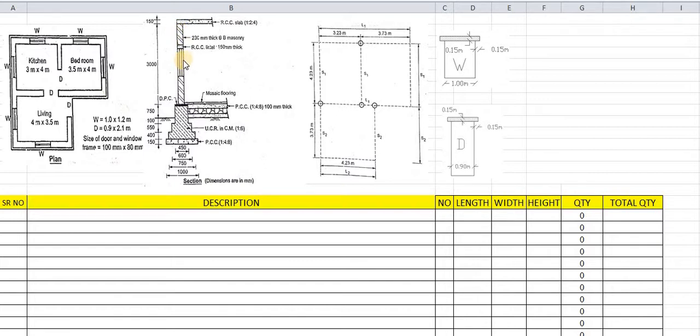Most important, while calculating the quantity of brickwork, we have to first find out the height. So here the height has been mentioned as 3000, that is nothing but 3 meters, the approximate height from this point to the bottom of the slab. That means the brickwork will start from this point and end at this point, and the height has been given as 3 meters. So 3 meters is the total height of brickwork to be calculated. So in the height column we will feed 3 meters for the brickwork.